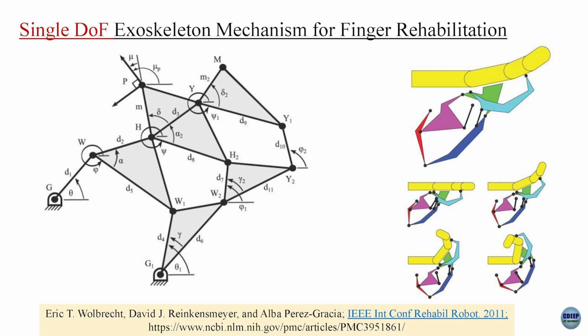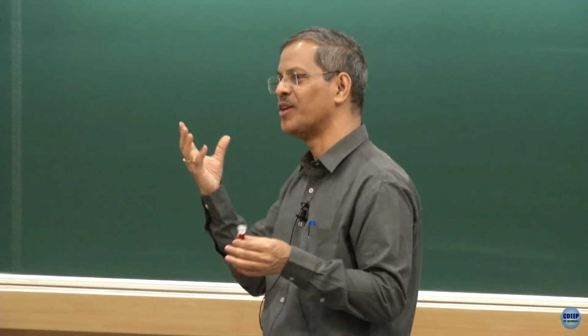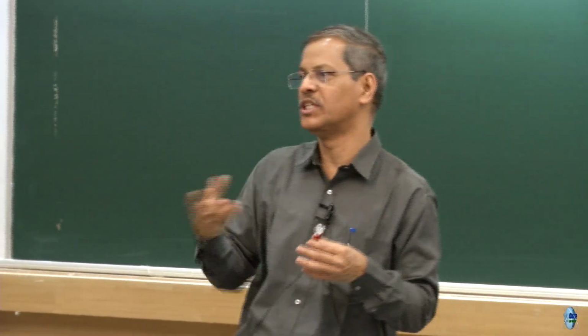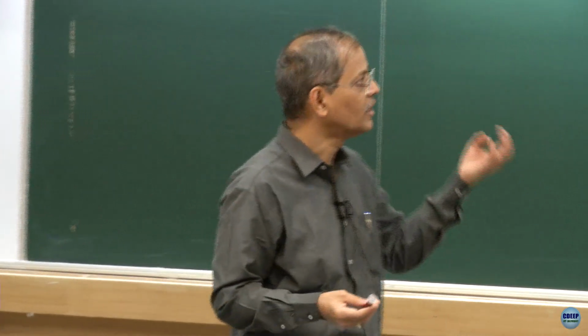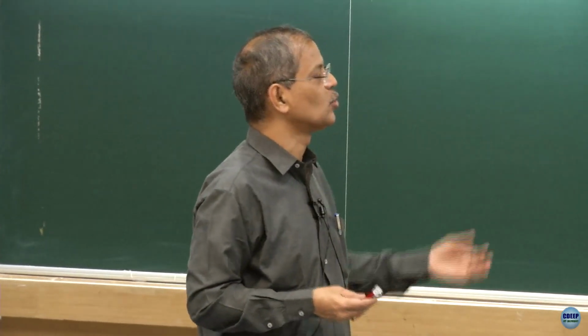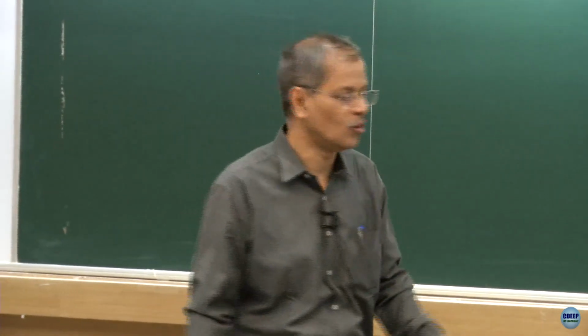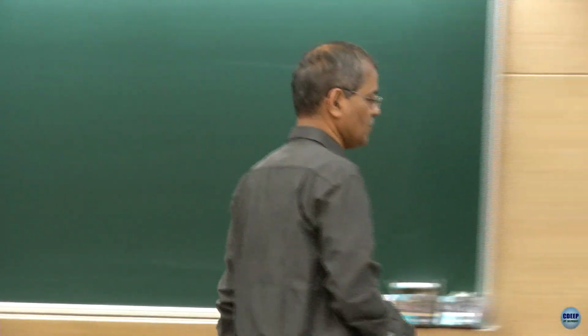So, they are trying to mimic and get that motion of a finger curling onto itself, but with a simple mechanism, I mean a simple meaning single degree of freedom, so it is easier to control. You could design a very complex multi degree of freedom mechanism also, but what they are attempting to do is this. So, those of you who are interested in studying more can look up some of these references.